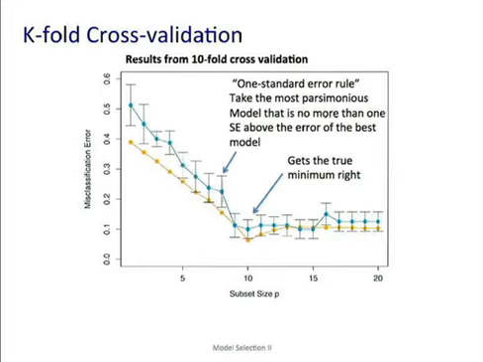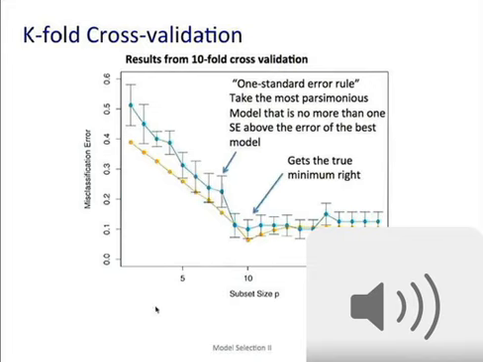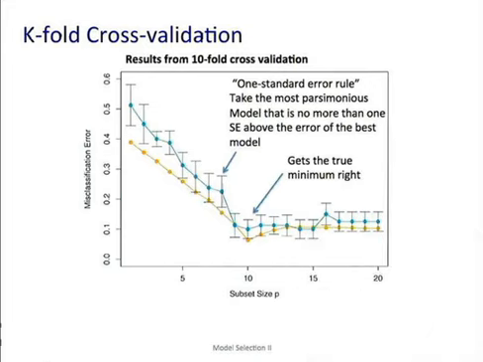The one standard error rule says that you take the most parsimonious model such that there is no more than one standard error above the best model. It's a funny way of wording it, but here I've got this one, and I essentially look back. Is this one standard error worse than this one? No, it's not. So now I'm going to go here, and I'm going to look back. Is this model one standard error worse than this one? It is. So I take it.